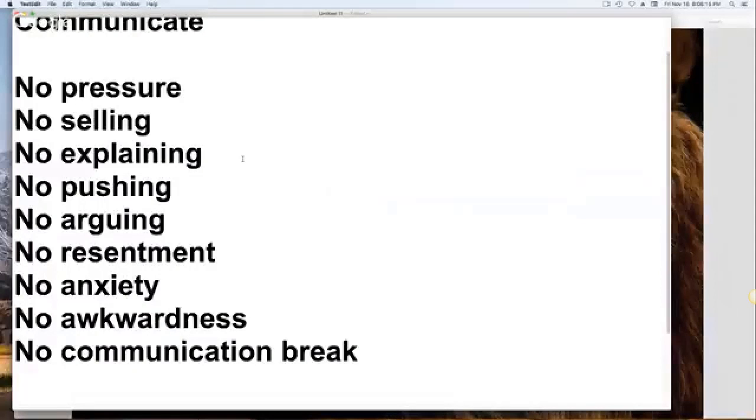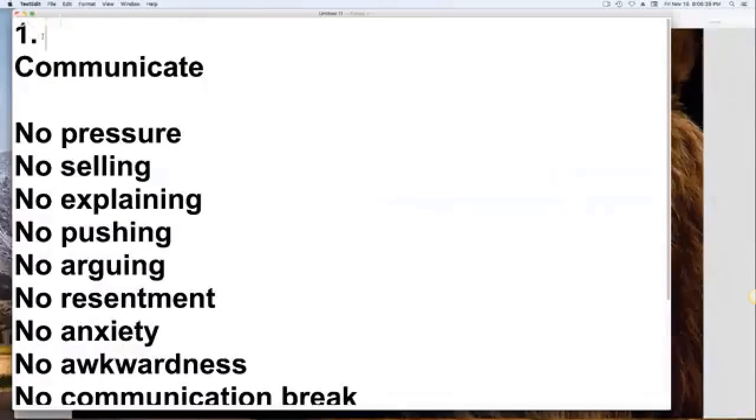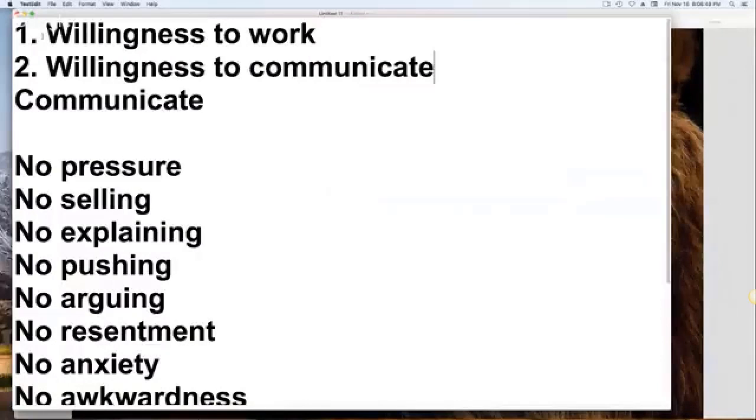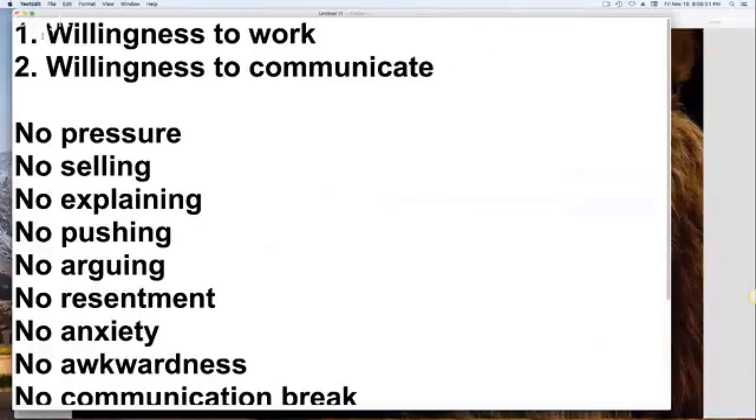Some of you just had some bad teaching in the past. I know some of you on here have been in network marketing before. And the other thing I want to say is, it doesn't matter what I teach you. If you're not willing to get to work, you ain't going to make anything. So number one, willingness to work. Number two, willingness to communicate. If we've got those two things, everything else we can work with.